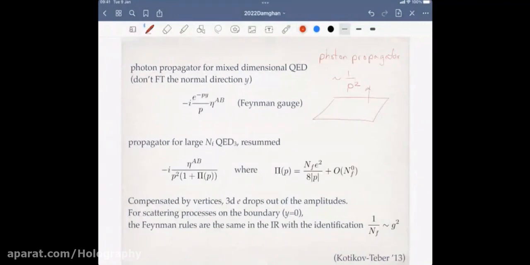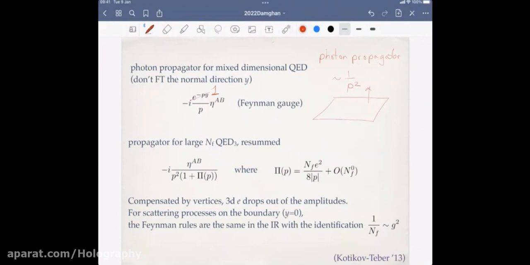I don't want to do the Fourier transform over that normal direction, and so because I've done one fewer Fourier transform, I wind up with one fewer power of the momentum downstairs in the denominator. And then I still have this distance. It's encapsulated there in some exponential fall off as I go away from the boundary. But if I'm thinking about scattering processes on the boundary, I don't really need to worry about this at all. I can just replace it by its value on the boundary, which is 1. And so the propagator for the photon is just 1 over the momentum.